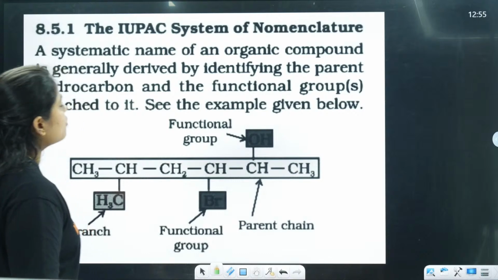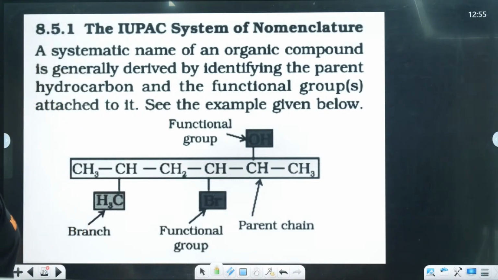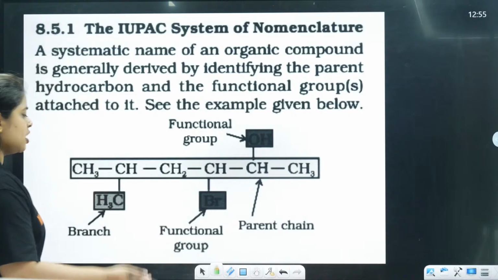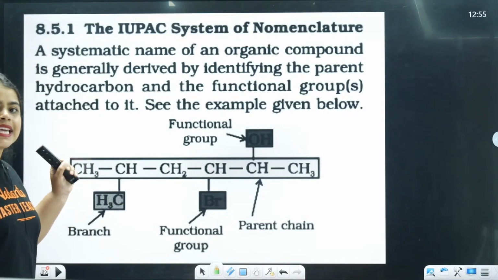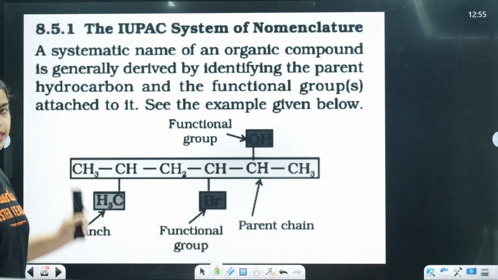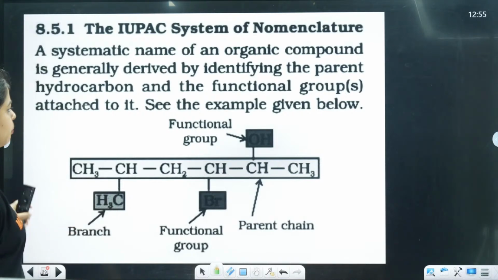A systematic name of an organic compound is generally derived by identifying the parent hydrocarbon and the functional group attached to it. See the example given below. They have given one simple example here. Check it out. Which is the functional group, which is the parent chain, and which is a branch, all these things they have mentioned very clearly so that you can take this example and easily write its IUPAC name.